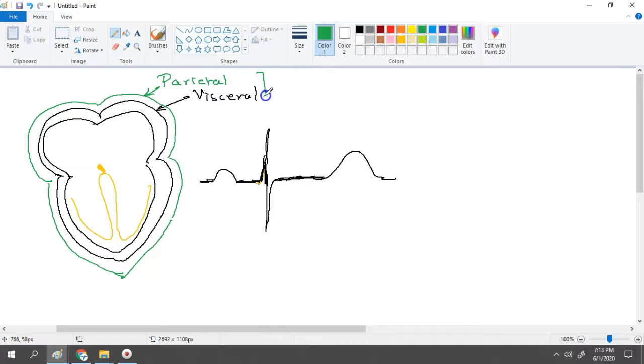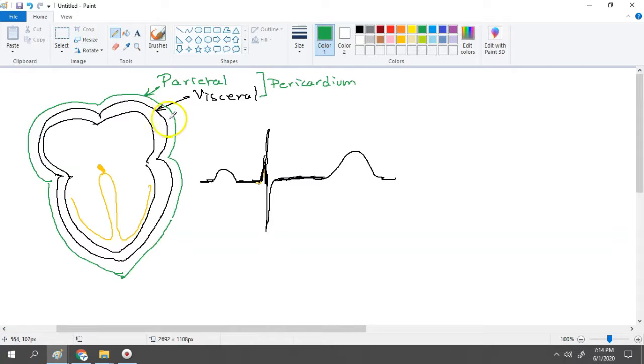Parietal layer of pericardium. So there are two layers of pericardium, that is the visceral layer and the parietal layer, right? And remember, the visceral layer is almost the same as the epicardial muscle layer.